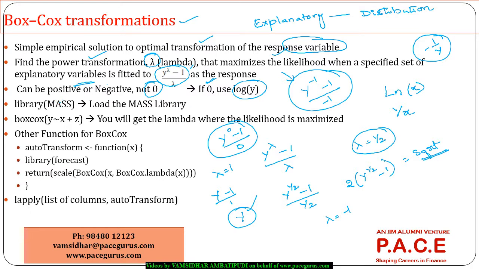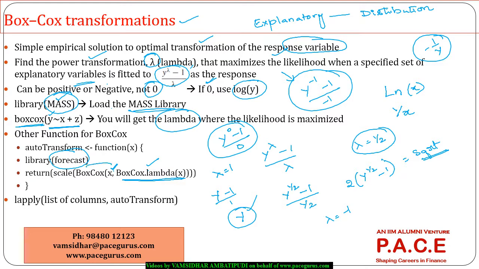And this Box-Cox transformation can be performed using the MASS package of R. So once I load the MASS package, I can use a simple function called boxcox, wherein we are setting y tilde x plus z. You will get that particular value of lambda where the likelihood of y with respect to x and z is maximized. Much more than that, we have a very interesting function of Box-Cox as a part of the forecast package. It is a function called BoxCox.lambda of x, which will give the lambda value. Right, this is a two-step process. First we are talking about BoxCox.lambda of x. Then we are applying whatever lambda we are getting on the data so that the transformation is performed.